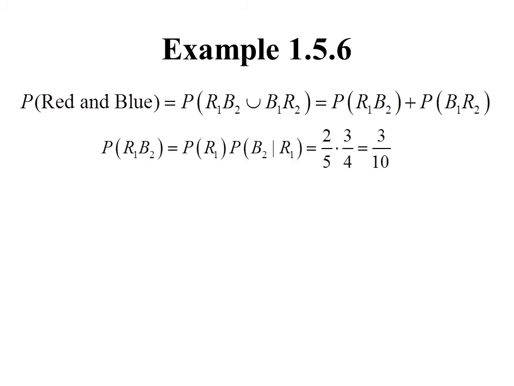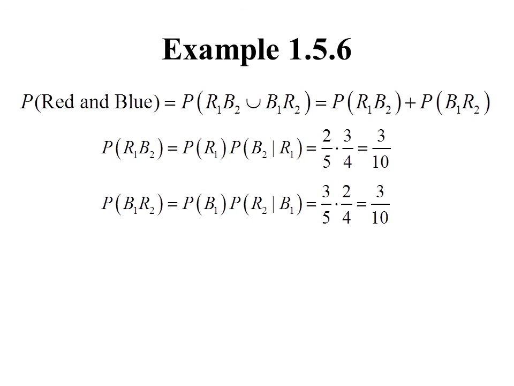Let's take probability of R1, B2, and so that's red on the first and blue on the second. So probability of red on the first times the probability of blue on the second, given that we got a red on the first one. So when we choose the first cube, we have 5 to choose from. 2 of them are red, so that's P of R1. Now, when we choose the second cube, there's only 4 to choose from. 3 of them are blue, so that's the probability of B2 given R1. So we do that arithmetic and we get 3/10.